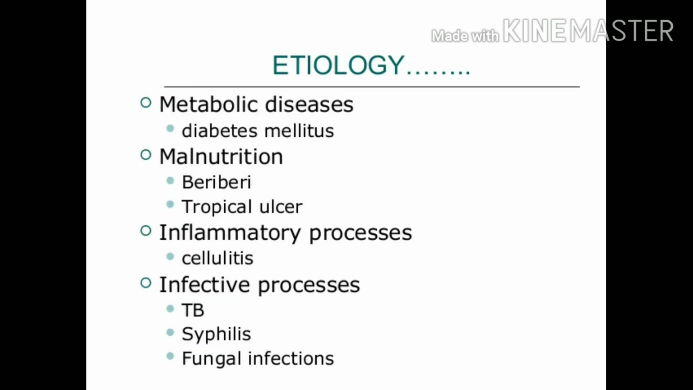Again, continuing with the etiology, metabolic diseases will include diabetes mellitus. Malnutrition can also be a cause of this ulcer, which will include beriberi due to vitamin B deficiency, and tropical ulcer. Inflammatory processes can also cause this, which will include cellulitis. Infective processes will include tuberculosis, syphilis, and many fungal infections can also be the cause of ulcer.